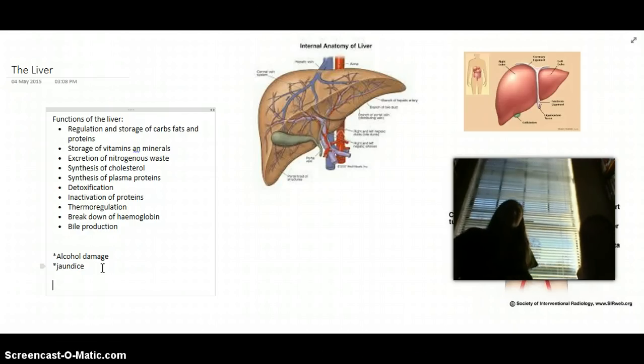So yeah, that is all the functions, the structures, and diseases that come along with the liver.